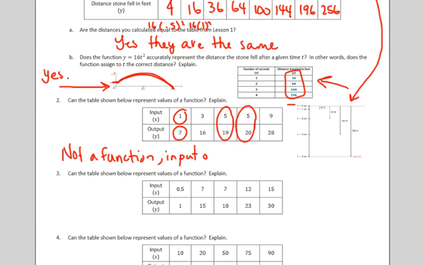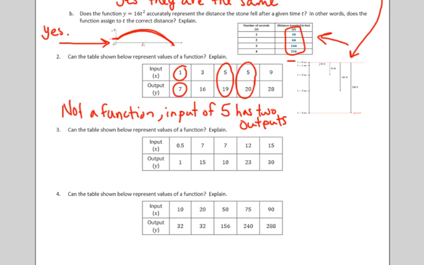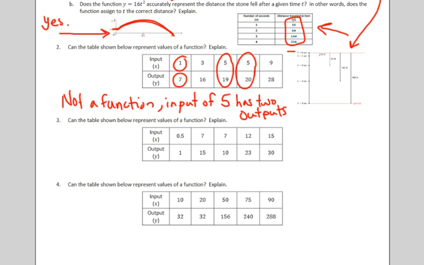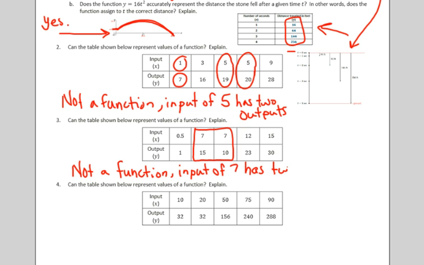Input of 5 has 2 outputs. Number 3, I'm looking for x values that repeat, which I have 2 of them right here. Now if this said 7, 15, 7, 15, that would be okay because it's the same output for 7, but this is not the same. It's a 15 and a 10. So this is not a function. Input of 7 has 2 outputs.